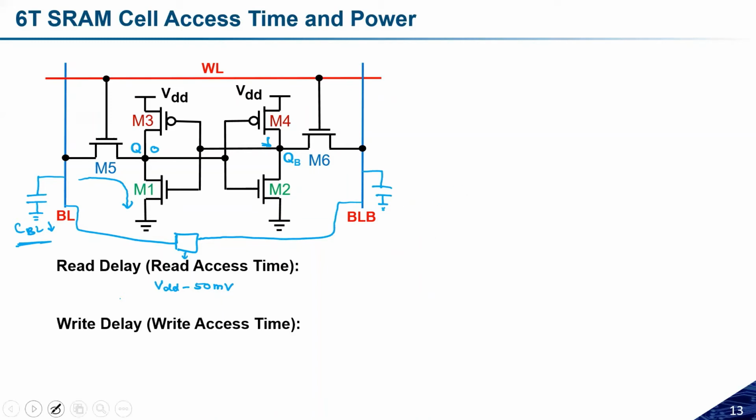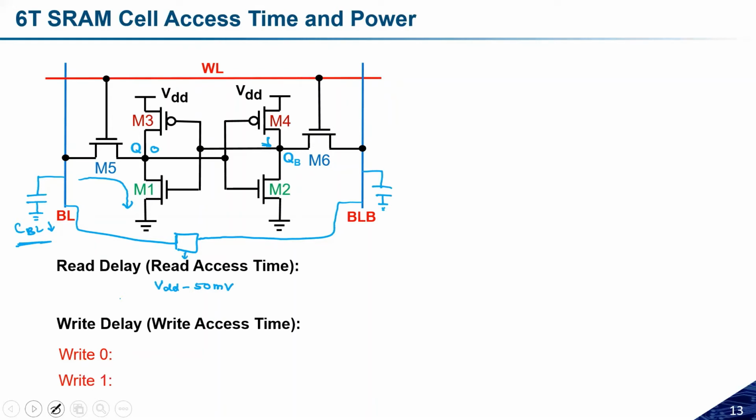Now the second parameter is the write delay. Okay, what is the write delay? Let us try to see it, or the write access time. For the write access time, there are two important things that we should consider. The first thing is, suppose I am writing 0, then the access time could be different, and while writing 1, the access time could be different.